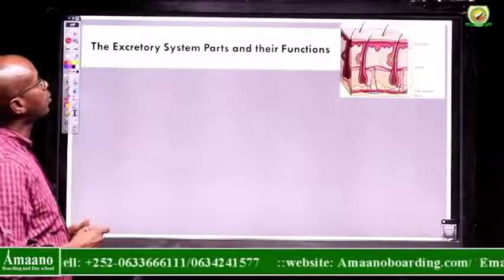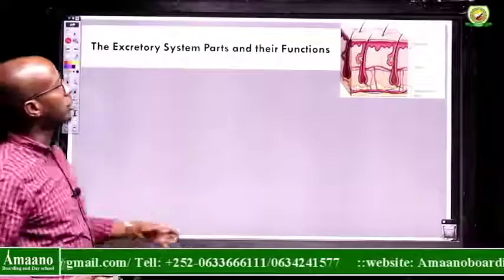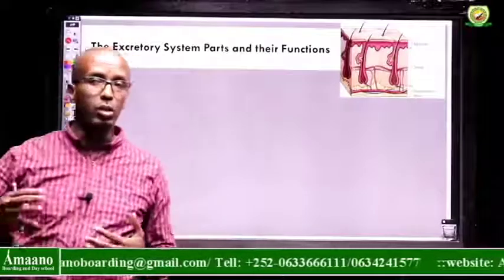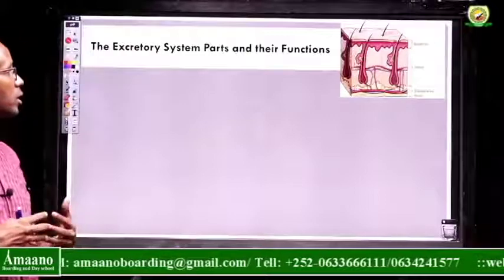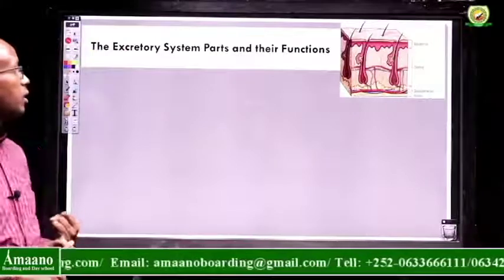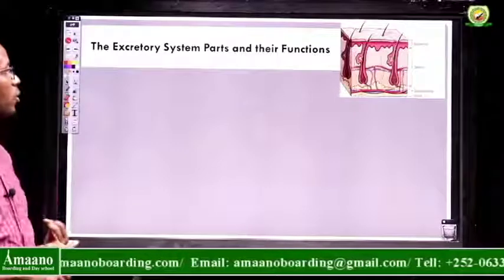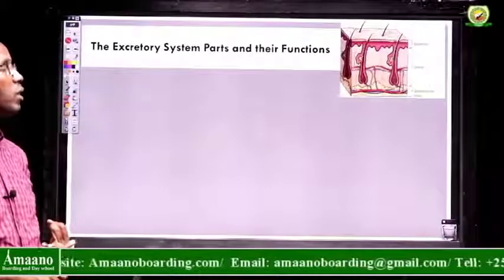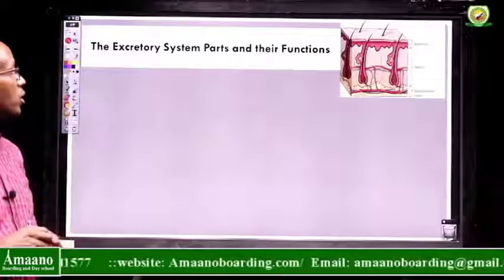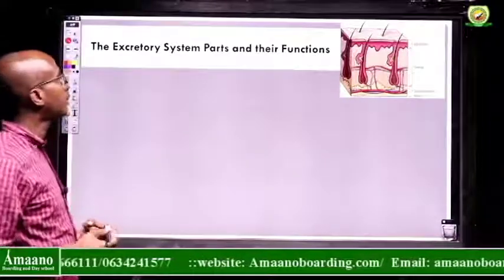Okay, let's see some important parts and their functions. Here you see the skin. The skin is very important. It takes part in, or it has different roles in your body. It acts as an excretory organ. When we're talking about the immune system, it is very important. It prevents the entry of pathogens into your body. It's also very important in keeping the body temperature more or less constant.